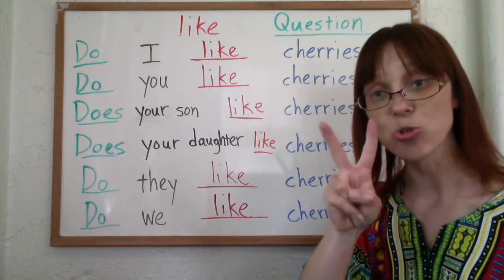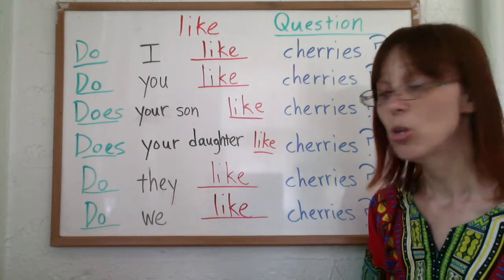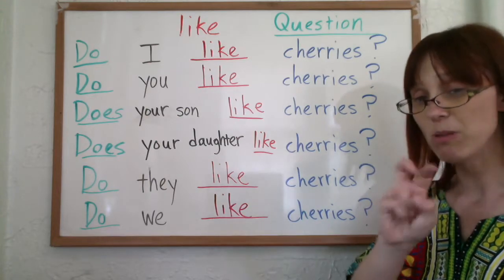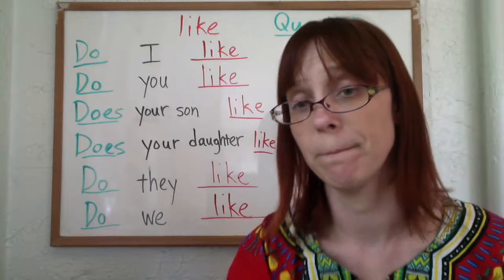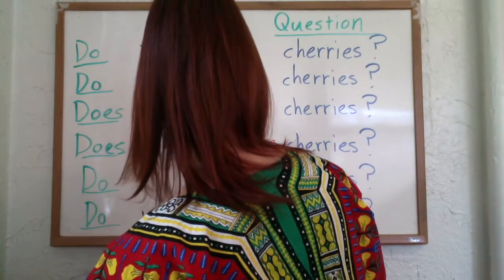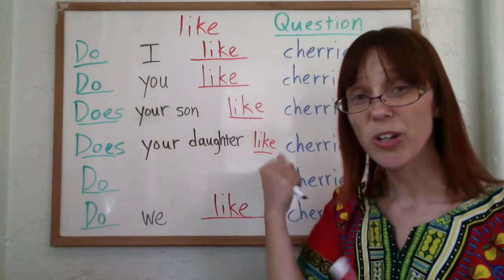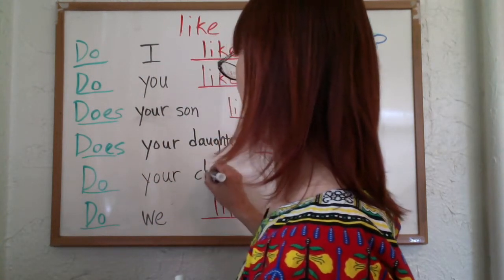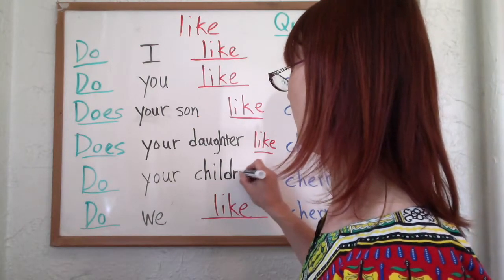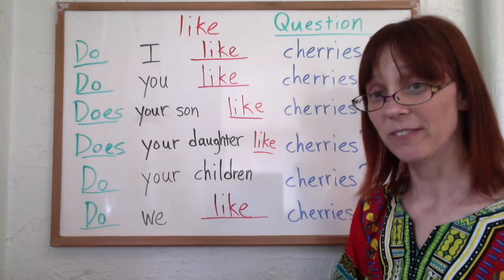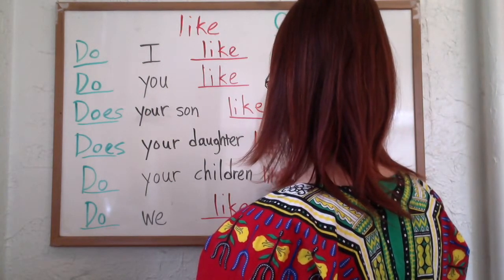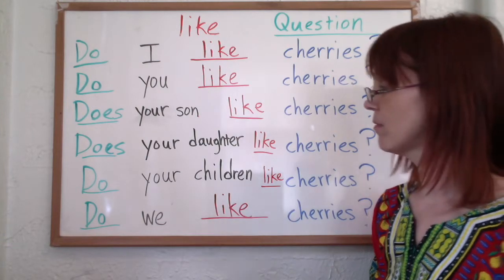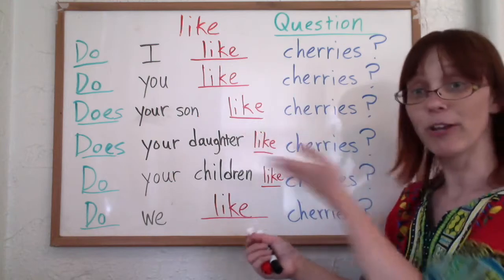They. If I ask about two or three or four people, for example, do your children like cherries? So that's maybe two or three people. Your children. So I can replace this. Do your children? Children, C-H-I-L-D-R-E-N, your children. Do your children like cherries? So I can ask people about their family.